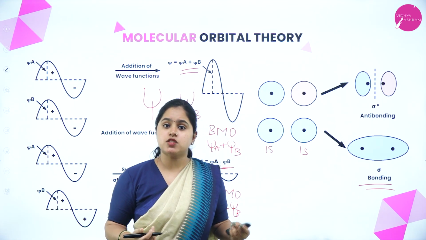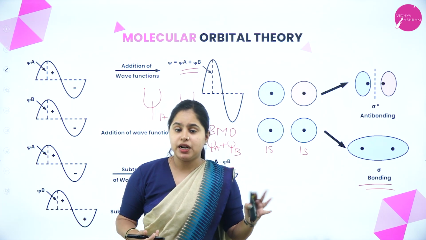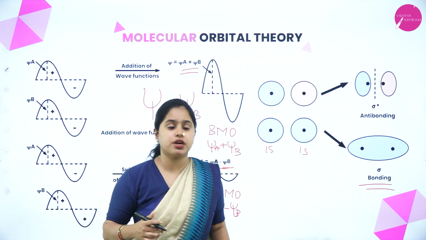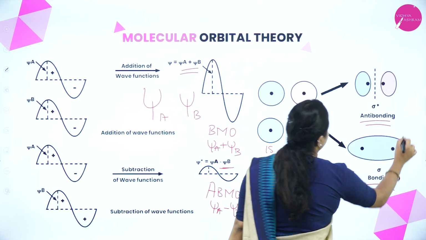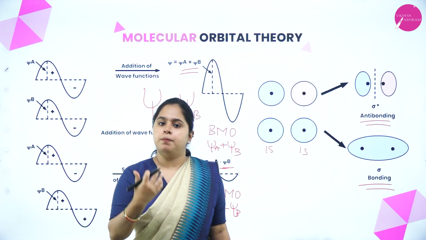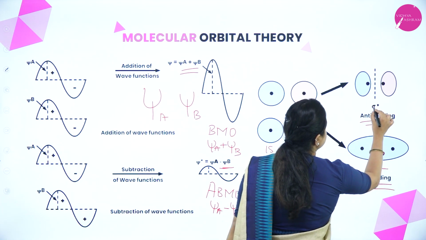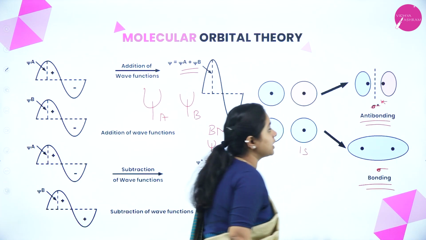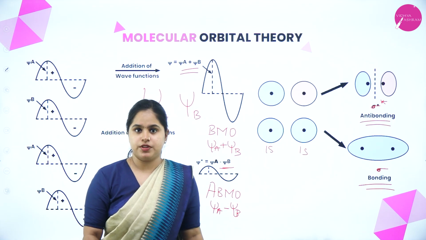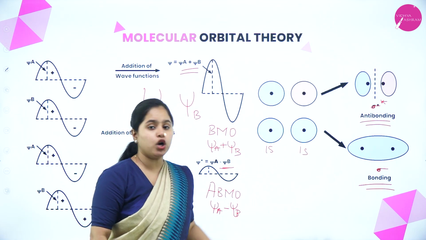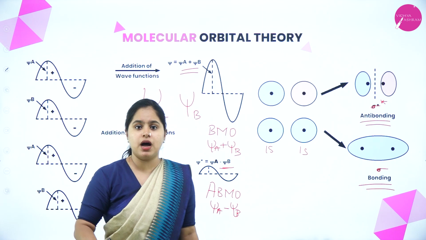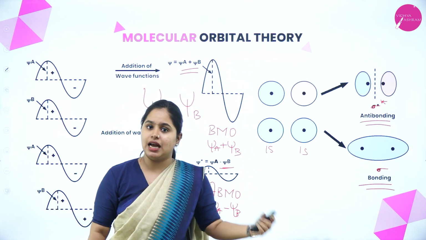And now in the case where there is a subtraction of the waves taking place, that is destructive interference, the anti-bonding molecular orbital will be present. So that is written as sigma and sigma star. As you can see, sigma and sigma star. The bonding molecular orbital will be represented as sigma, and the anti-bonding will be represented as sigma star.